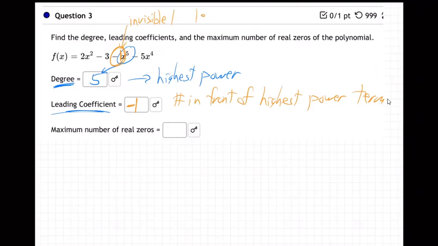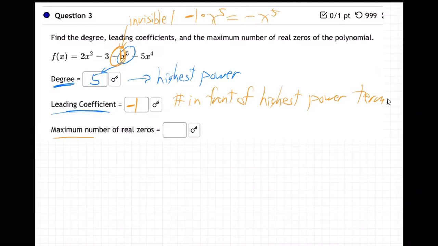Why? Because what is 1 times x to the 5th? It's still x to the 5th. It doesn't change anything. So there's really a 1 there. It's just 1x to the 5th. In this case, -1, because there's also a negative sign. So -1 times x to the 5th is -x to the 5th. So there we go. That's what we got going on.